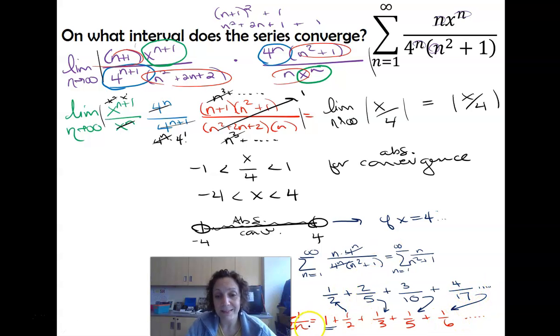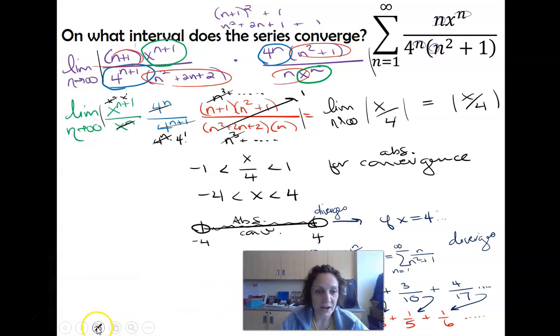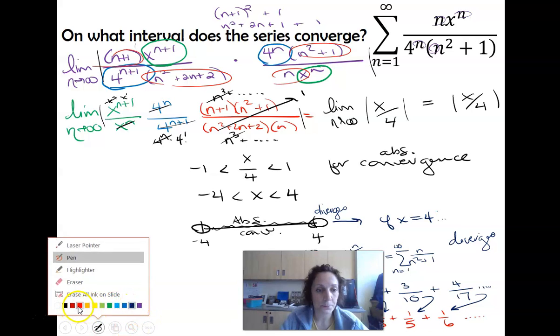So if this guy is diverging, if he's approaching infinity, this guy is approaching infinity as well. So we can say that he diverges. Right here, at 4, I have to say it diverges. I cannot include that in my interval. All right, so let's check out -4.